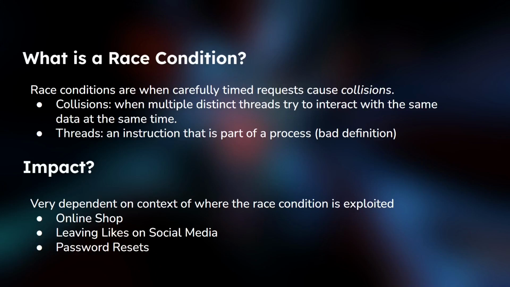There are also examples like leaving likes on social media or leaving reviews. It should be one-to-one: one user can like one thing, but if you can submit enough requests at the same time, maybe it doesn't process correctly. Or password resets. You might be able to manipulate email requests, two-factor authentication, or even the forgot password functionality by utilizing these. They're far and wide and relatively common. It's just that they're difficult to find, but this talk uncovers a methodology on how you might be able to find more.